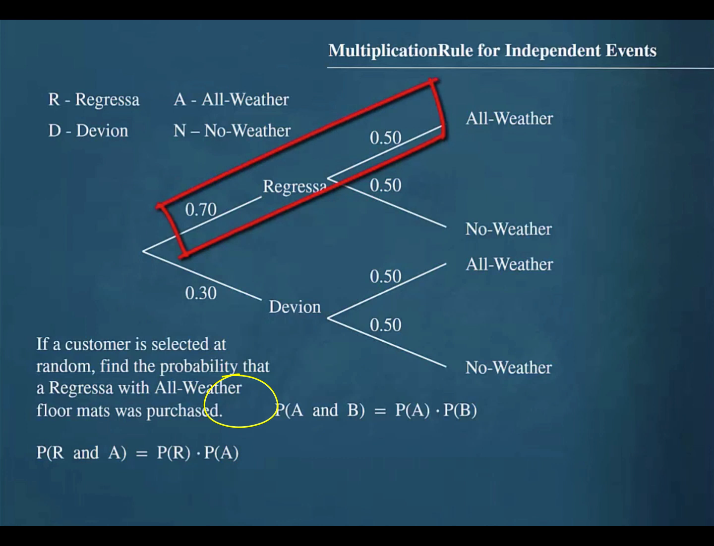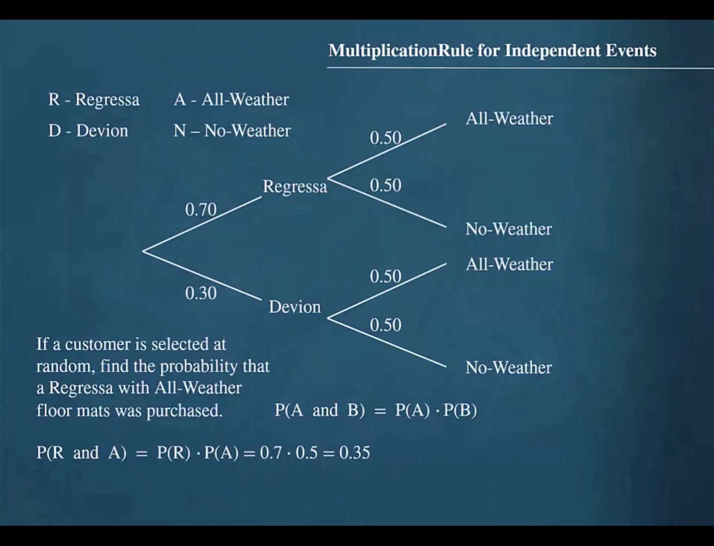Notice that this is basically the top branch of the tree. So we have 0.70 times 0.5 for a total probability of 0.35. So the probability for the top branch of this probability tree is 0.35.